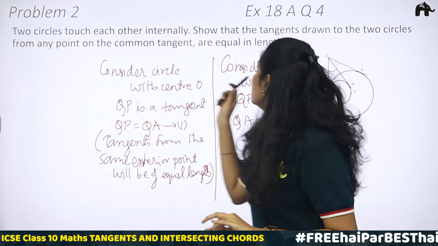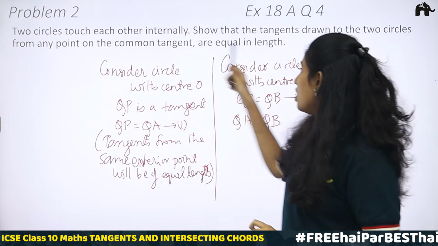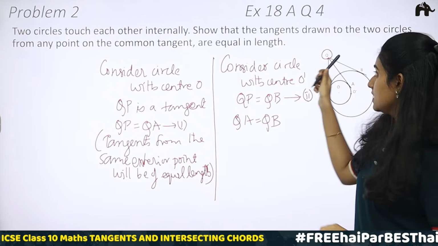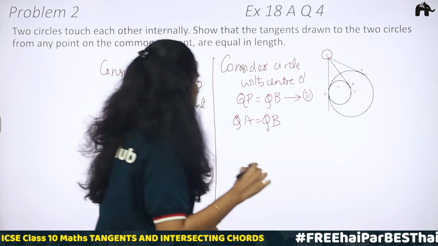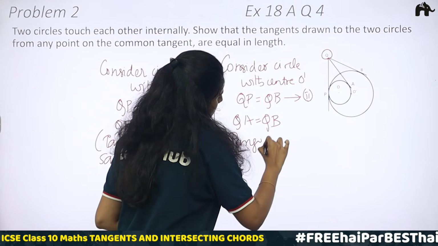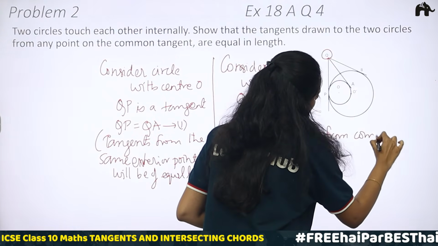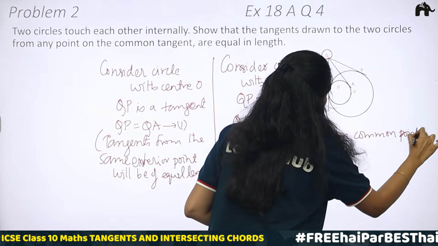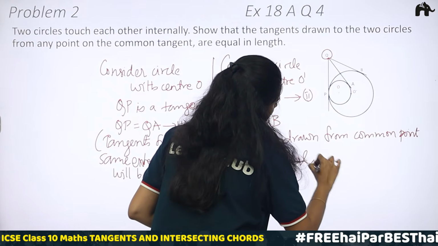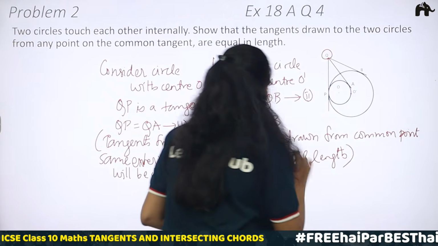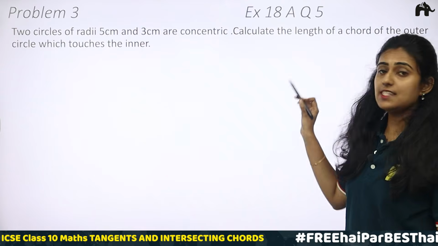That is, tangents drawn to the two circles from any point on the common tangent, the point on the common tangent is Q, are of equal lengths. The tangents are QA and QB. QA and QB are of equal length. Tangents drawn from a common point are of equal length. So we have proved this. Clear? Next, problem number 3, question 5 of exercise 18A.